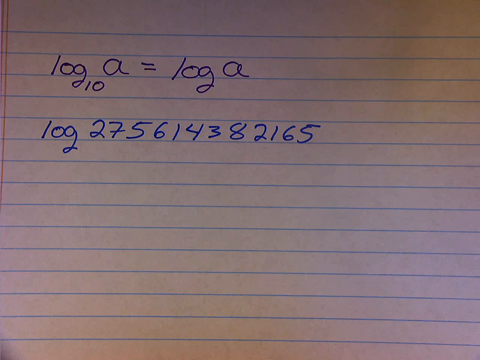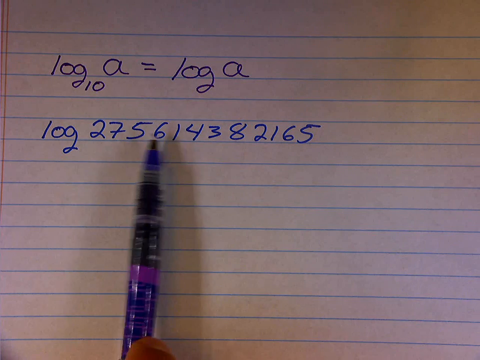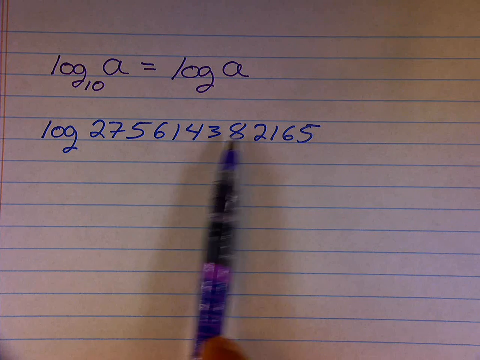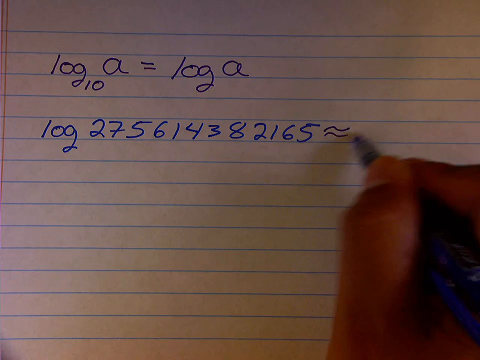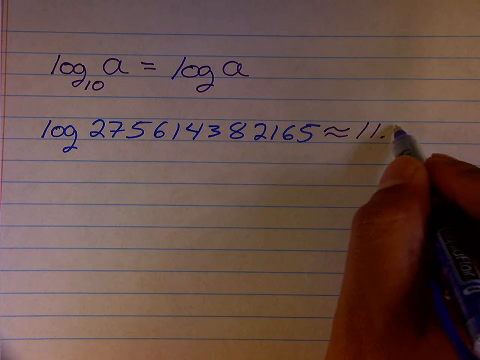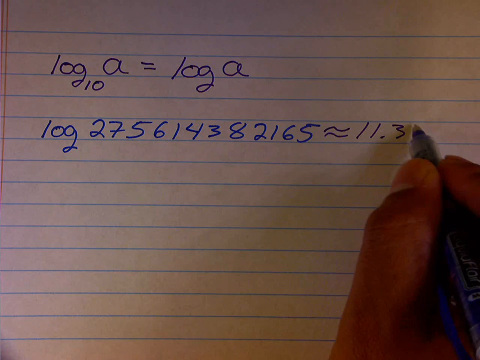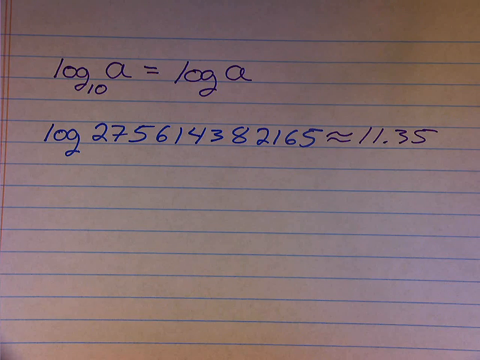I'm going to say that this logarithm is approximately, let's see, 1, 2, 3, 4, 5, 6, 7, 8, 9, 10, 11. I'm going to say it's approximately 11.35. Let's pull out the calculator, see what the calculator says with that, and I'll show you how I did it. Just a basic little trick.